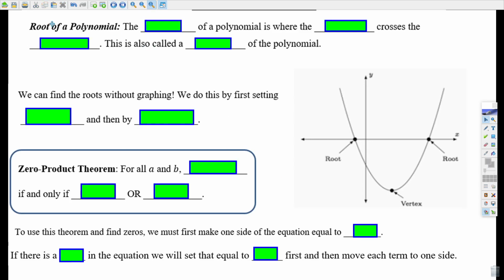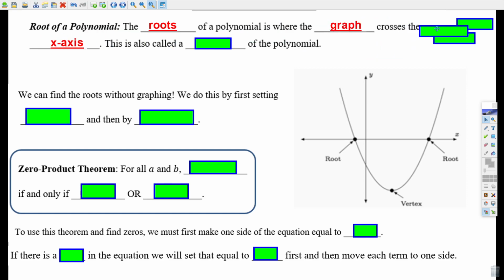So here we go. The definition, root of a polynomial. The roots of a polynomial is where the graph crosses the x-axis. This is also called a zero of the polynomial. So it's just where the graph crosses the x-axis. There's an example down here, as you can see. This is a parabola or quadratic equation here.